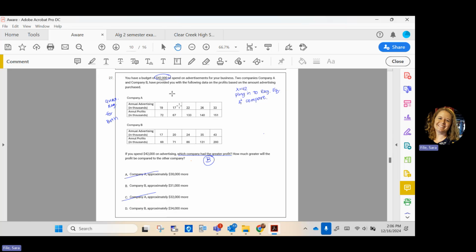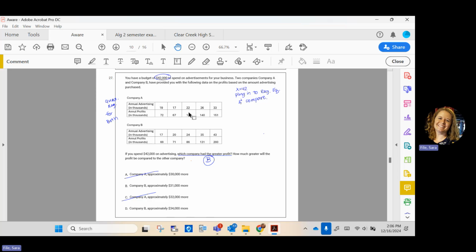So we did the regression for both companies. We looked at linear, we looked at quadratic, and the R squared was better for quadratic. And so we did the equations for quadratic, and it came out that company B was better, but the difference was not one of these answer choices. So I didn't even circle an answer because I figured there was a typo or something somewhere. But when I went back and looked at it with linear, there was a correct answer choice if we ran them as linear regression.